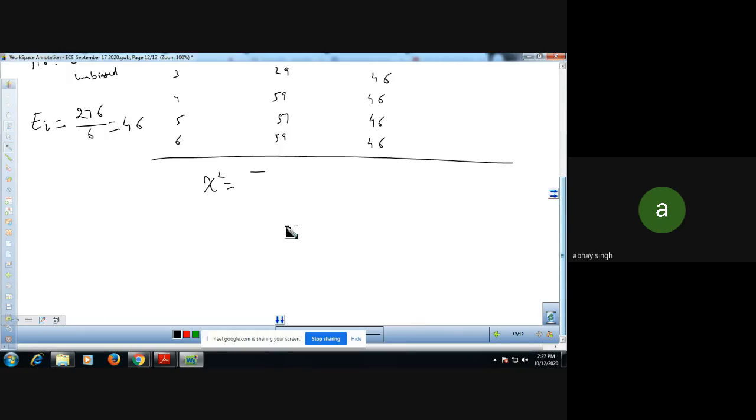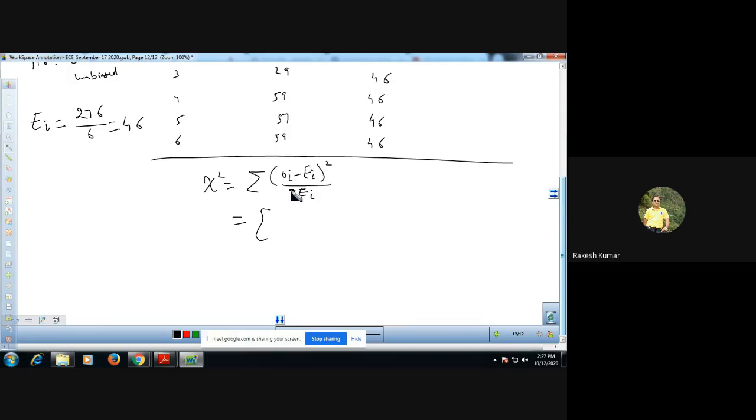This is the formula we need to use: sigma (OI minus EI) whole square divided by EI. This is what we have to do. And you know what is the meaning of sigma? Sigma means the sum total.